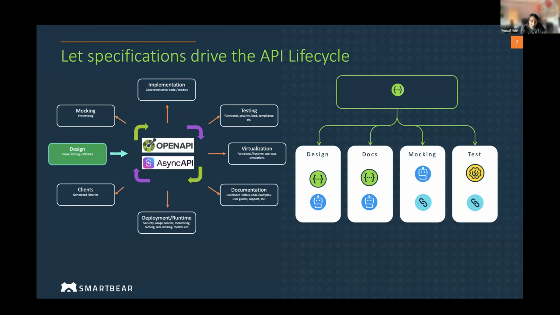One of the benefits of having API specifications is the ability to drive various different aspects of your SDLC. Some of the most common API specifications today are OpenAPI, which is predominantly for HTTP and REST-based services, and AsyncAPI, which is targeted at event-based architecture and message-based systems. By leveraging these API specifications, you can drive different aspects.